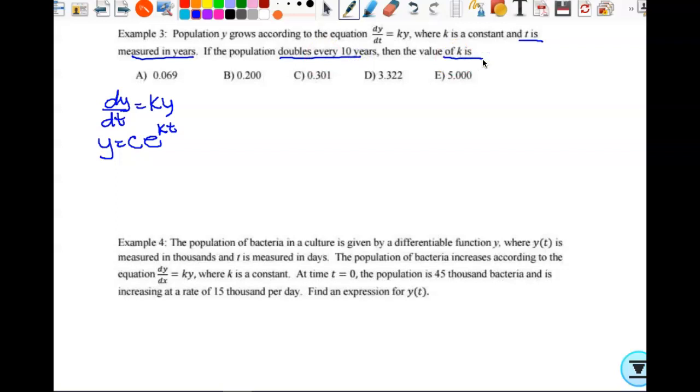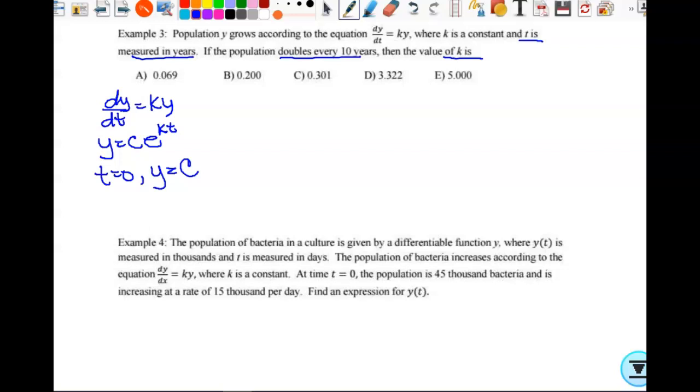So what we've been doing with the value of k is, well, we have to have something to substitute in, right? Our initial value, find c. Do we have an initial value? Nope. Okay. So when time equals 0, then your y is equal to c. It's equal to the initial amount. Does that make sense?